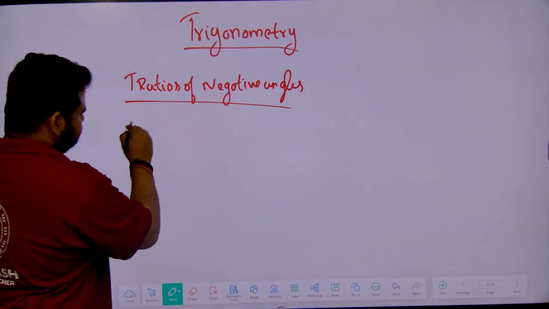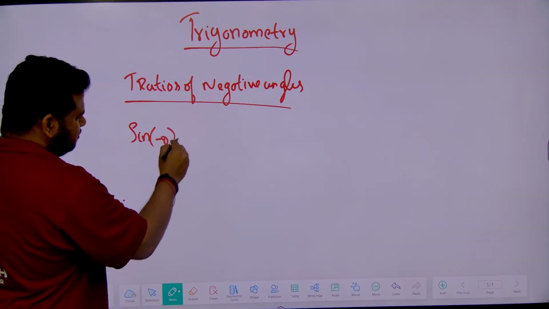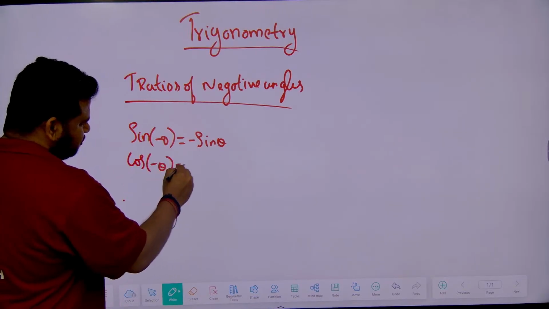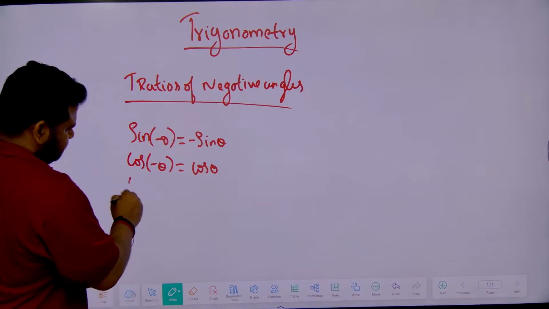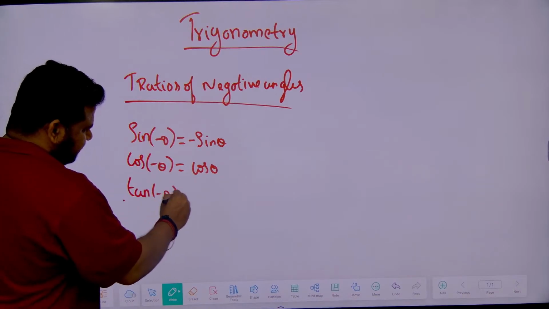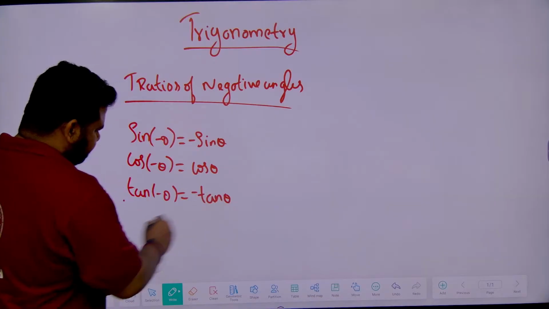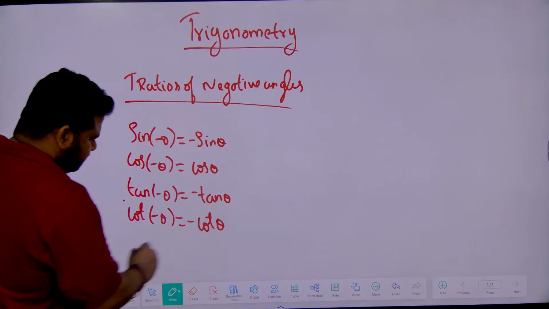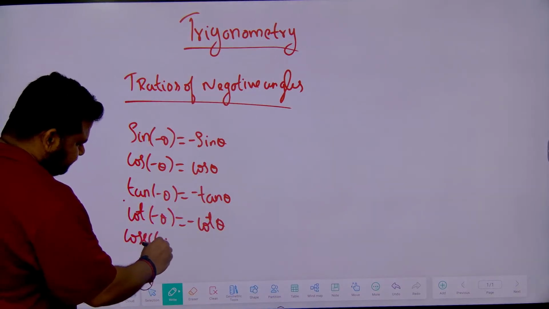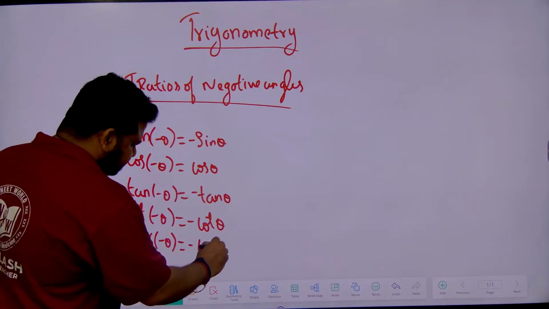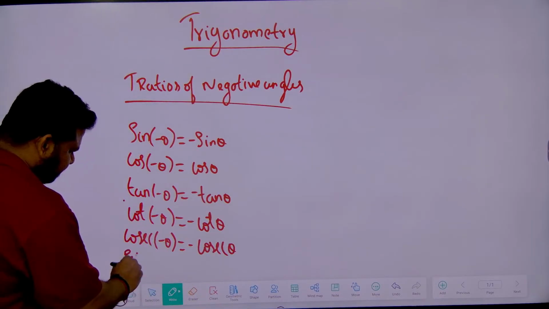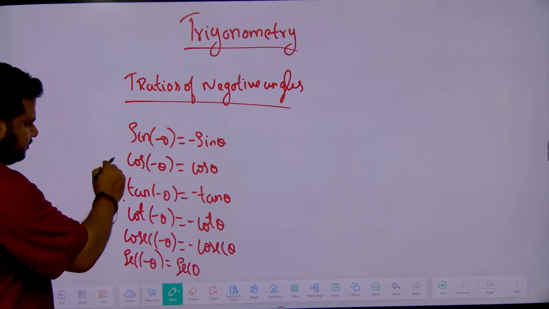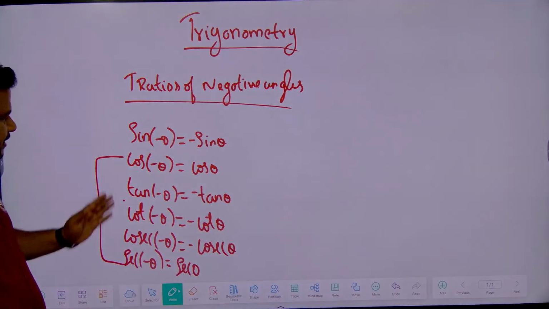If you take sine of minus theta, you will get minus sine theta, but cos of minus theta, you will get plus cos theta. Tan of minus theta, you would get minus tan theta. Cot of minus theta, you would get minus cot theta. Cosecant of minus theta, you will get minus cosecant theta. Secant of minus theta, you will get plus secant theta. Okay, these two there is a difference. Minus will become plus only.